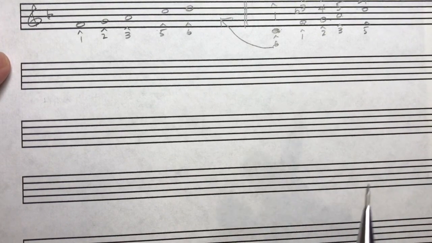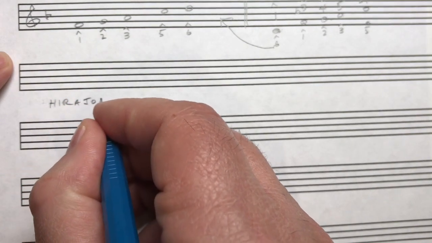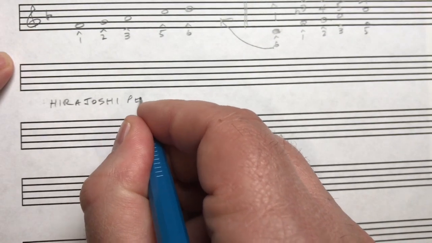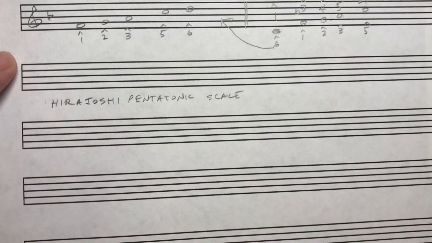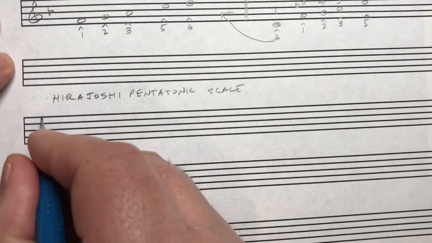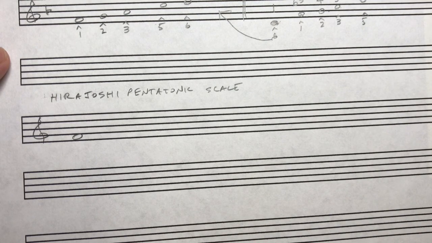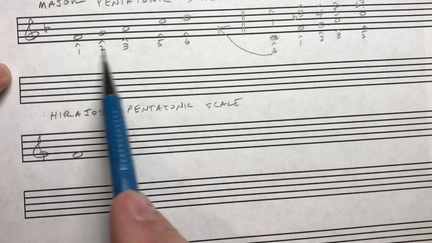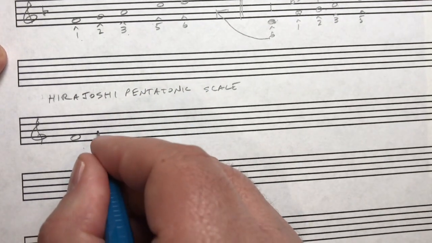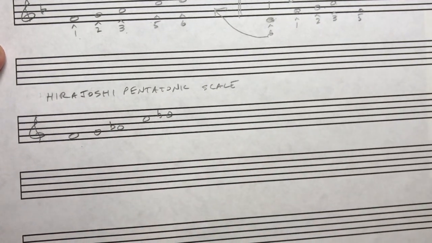Okay, the third very common pentatonic scale is called the Hirajoshi pentatonic scale, and if we were to start it on F, these notes would come from the natural minor collection, but we will use the same scale degrees as we did in major, 1, 2, 3, 5, 6, but we will use the notes from the minor scale. So F, G, A flat, C, D flat.